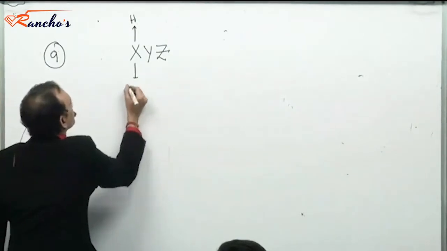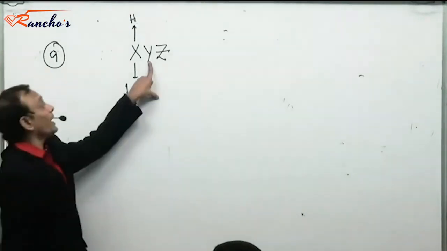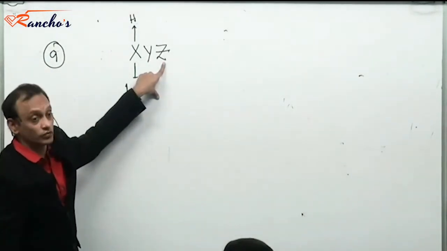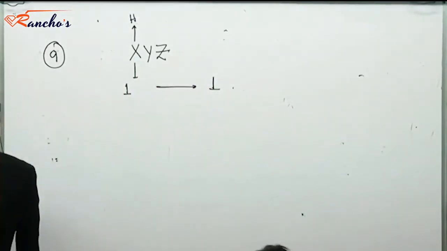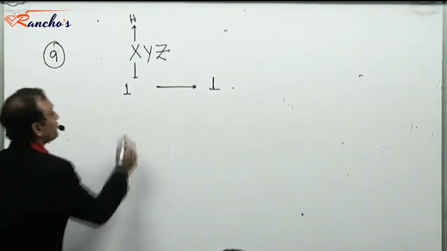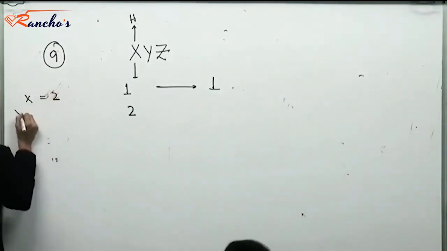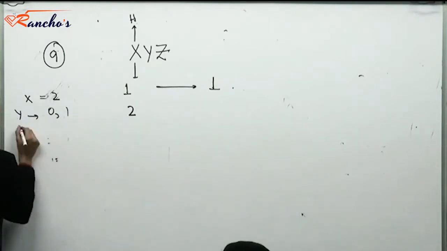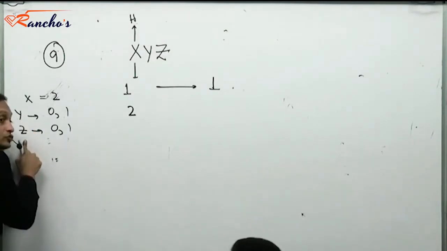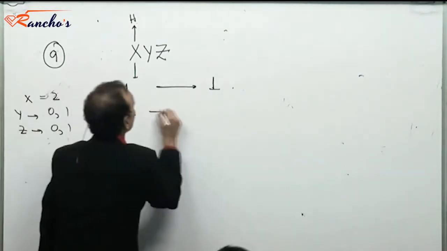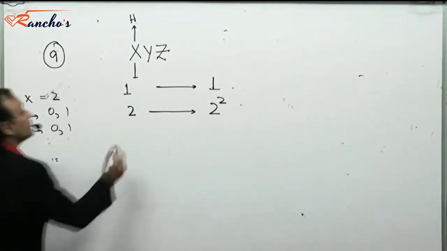Now, see if x is 1, x obviously can't be 0. If x is 1, then y and z can be both 0. So if x is 1, there is only one number which enjoys this property. Y and z both have to be 0. But if x is 2, then y can assume values like 0 and 1, and z can also assume values like 0 and 1. That means 2 values to assign to y into 2 values that you can assign to z. That means if x is 2, then the required number of ways in which y and z could be selected is 2 squared.